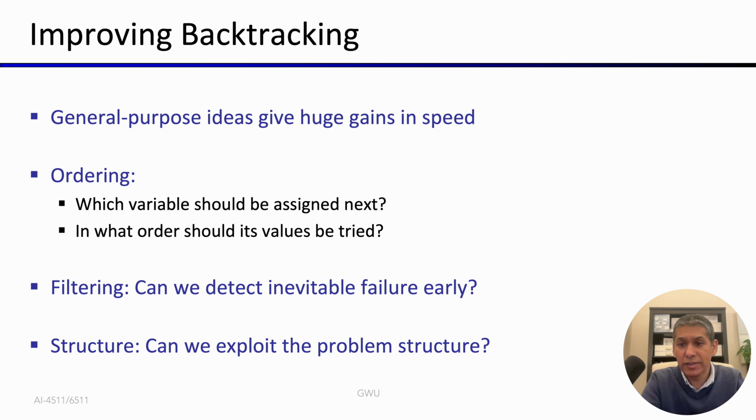Now the question we're interested in is how to improve backtracking. What's a general purpose idea that we can use to get a good gain in speed within backtracking? Two things we really look at. One of them is ordering, which means which variable should be picked next and what value should be assigned to it. There are other things you can do, which we won't talk about in this lecture but will in other lectures, such as how we can reason with the constraints and how we can understand the structure of the CSP graph to solve it even more efficiently.